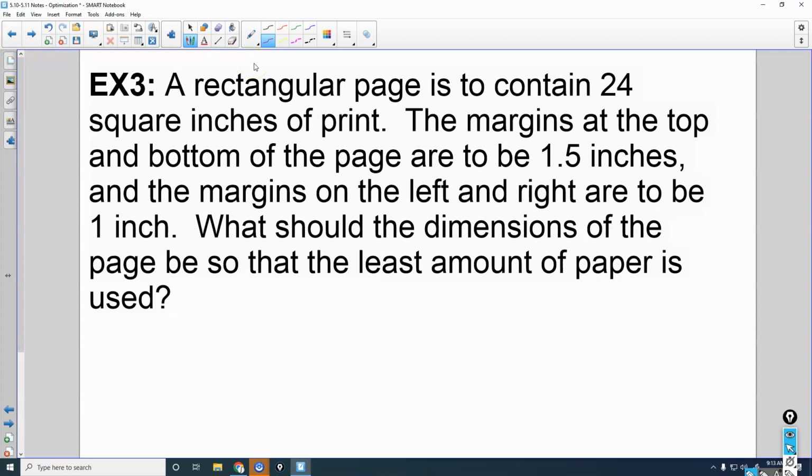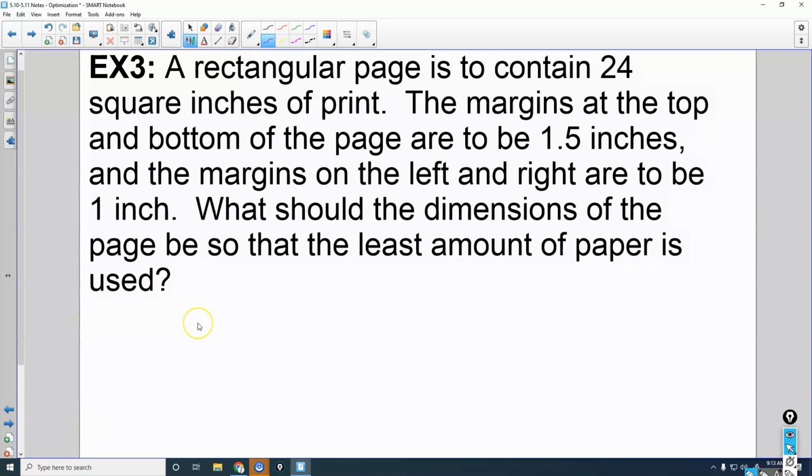I want to see. All right, rectangular pages to contain 24 square inches of print. The margins at the top and bottom of the page are to be 1.5 inches, and the margins on the left and the right are to be 1 inch. What should be the dimensions of the page so that the least amount of paper is used? So again, you're probably not going to do this on a small scale, but if you are producing something and you want to use the least paper possible, but you want these things to be true, and you are producing it on a mass scale where the amount of paper you're using matters versus using 1 sheet of paper at a time, then it could be something that you would want to look at.